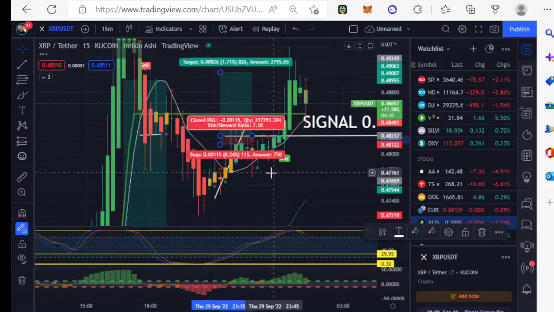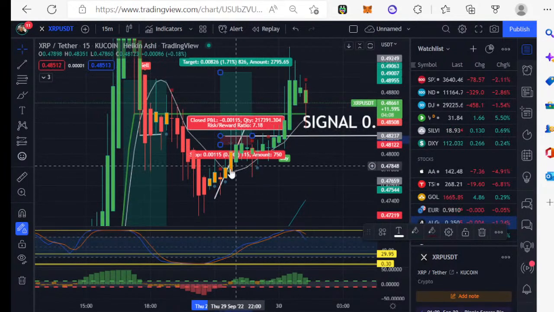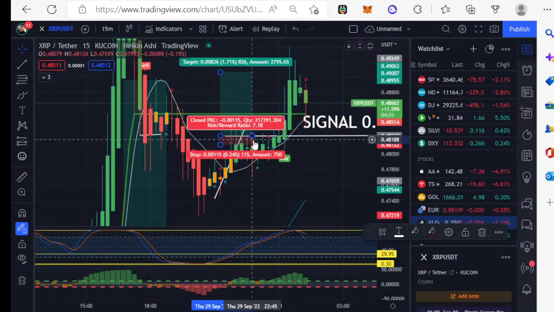But that is how you set up your indicators to tell you when to take profits and where to set your stop loss, etc. Hope this helps, guys.